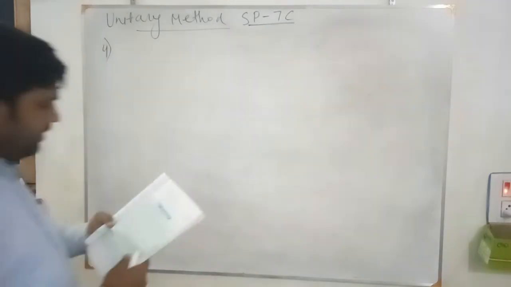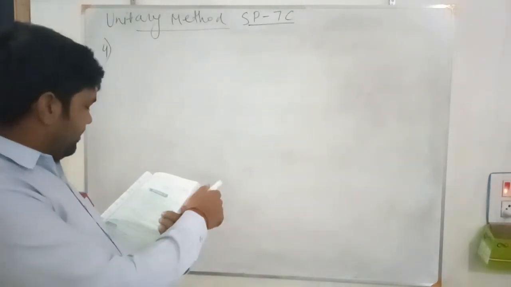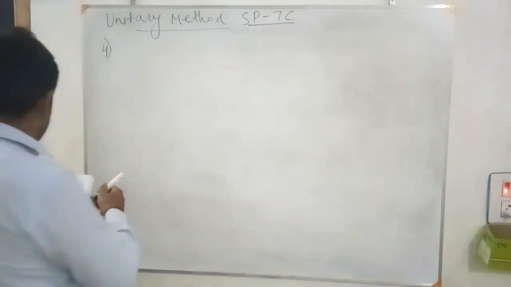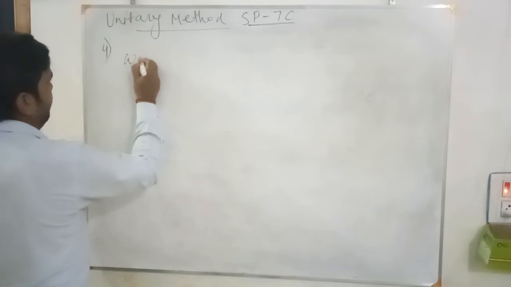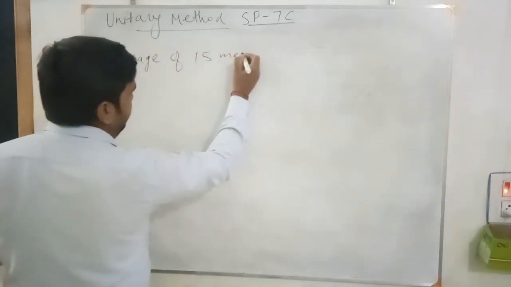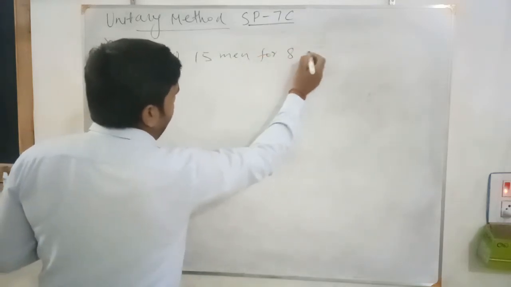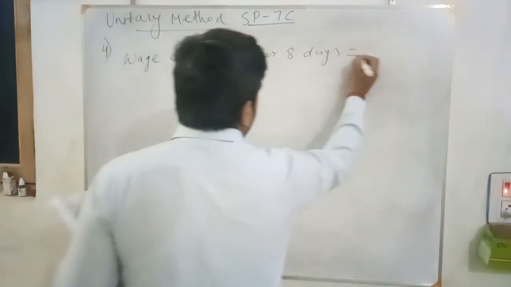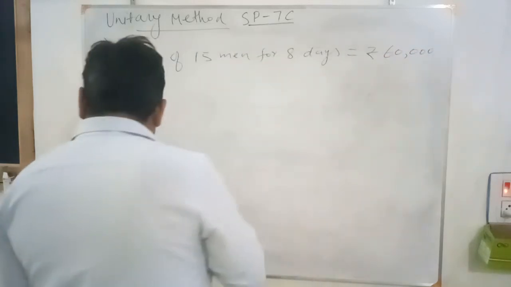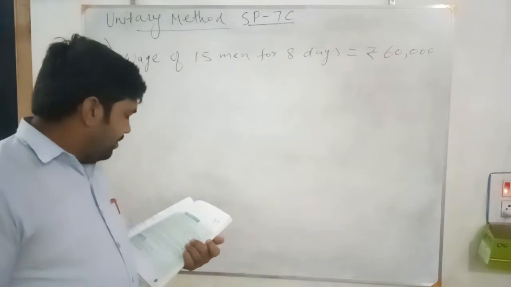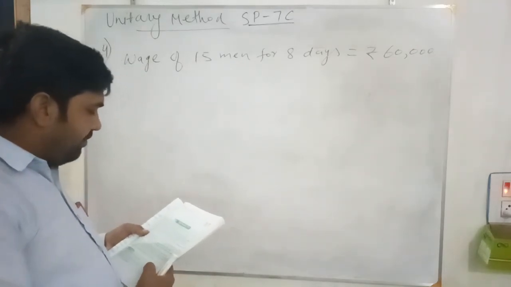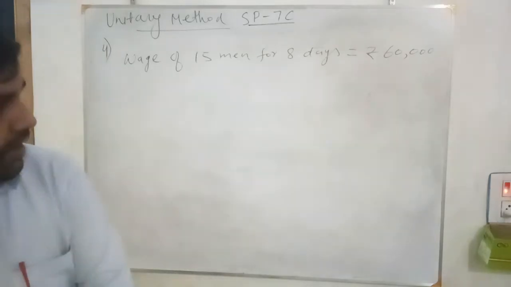Now see question number 4. If the wage of 15 men for 8 days is given as 60,000, how much would they receive for 14 days? So the wage of 15 men for 8 days equals rupees 60,000. How much would they receive for 14 days?